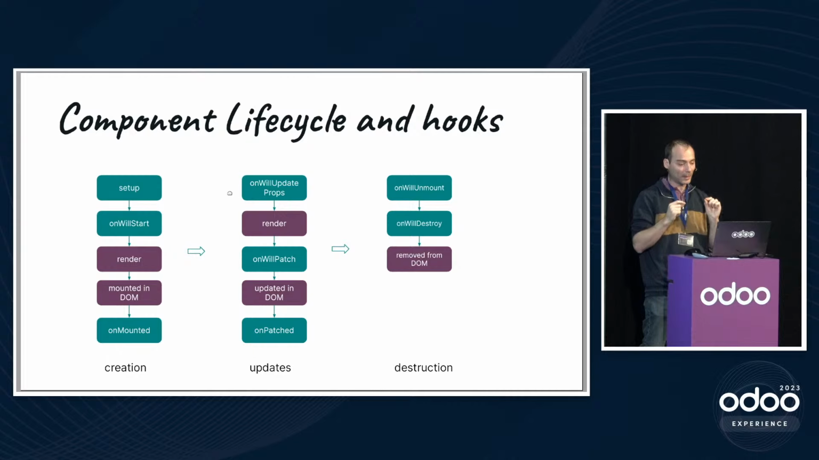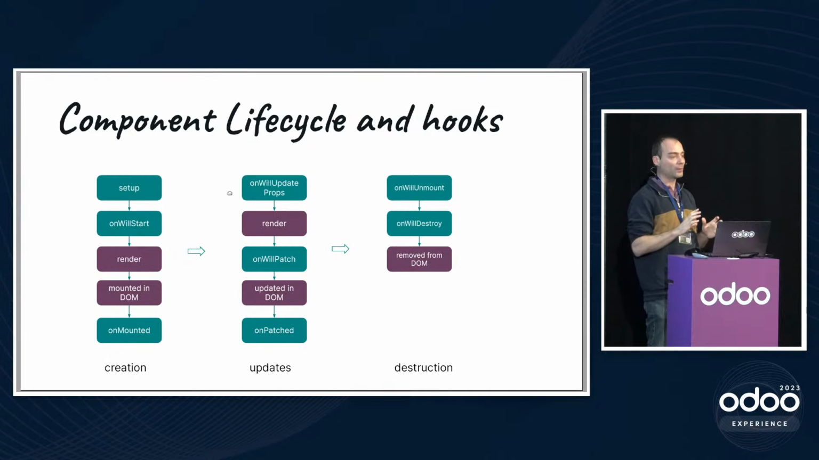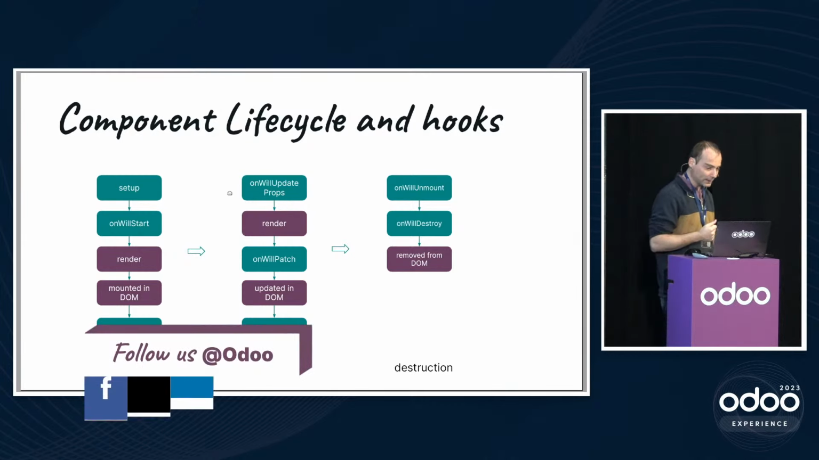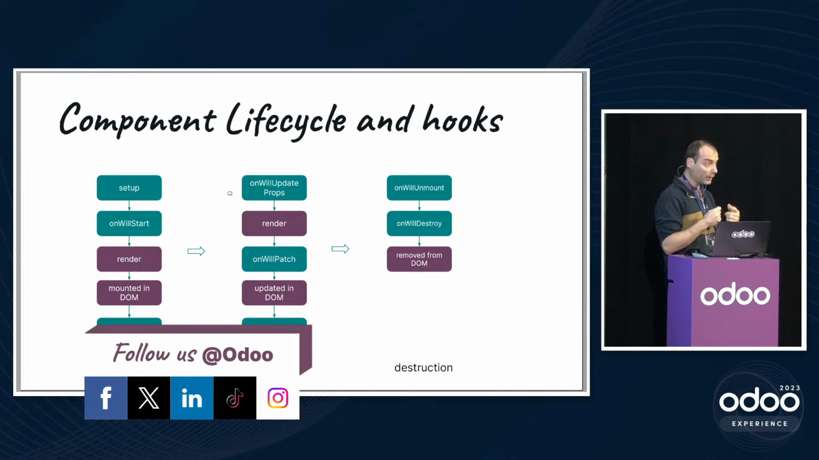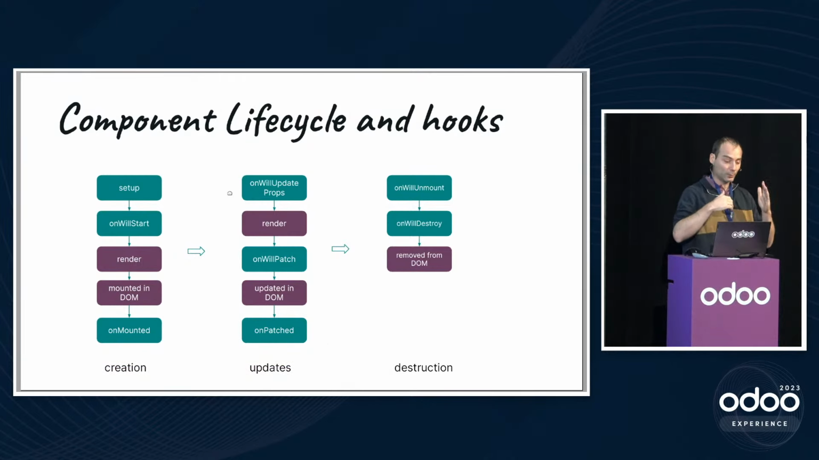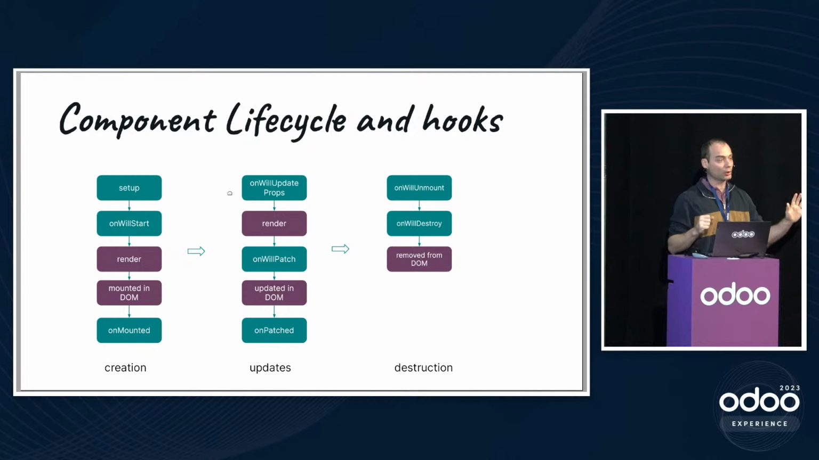That's the key part. It doesn't show that, but OWL will batch all your user interface updates in an animation frame to optimize the rendering process. So because of that, the render operation will take place just before, but there is a lapse of time, a window of time between when it's rendered and when it's mounted. And only then will your component be considered as mounted, and the hook onMounted will be called, okay? So that's the creation process.